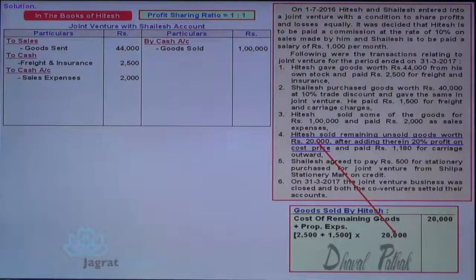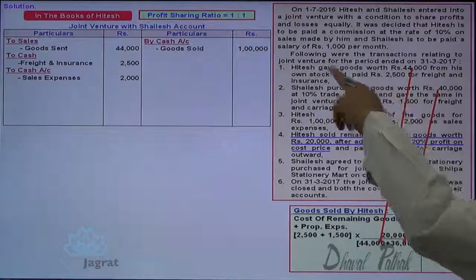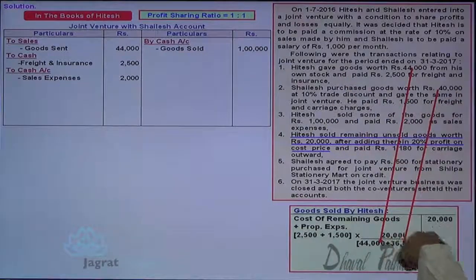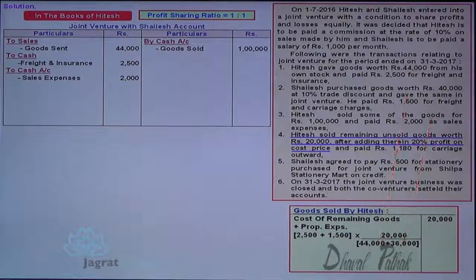These purchase expenses will be proportionately added to the cost of goods sold by Hitesh. So cost of goods sold by Hitesh is 20,000, and these are the purchase expenses for the purpose of making purchase of 44,000 and 36,000. 44,000 is the goods purchased by Hitesh, and 36,000, 40,000 minus 10% trade discount, is the purchases made by Shailesh. So total purchases made by them is 80,000. On 80,000 the expenses incurred are 4,000. So for 80,000, 4,000 are the expenses. What are the proportionate expenses for 20,000? So these are the expenses added, 1,000. So you will get the cost of goods 21,000.